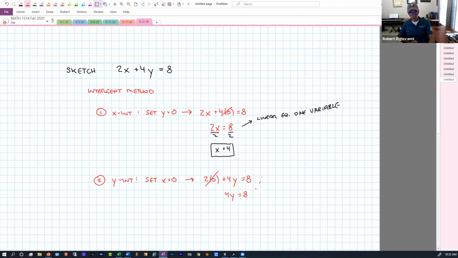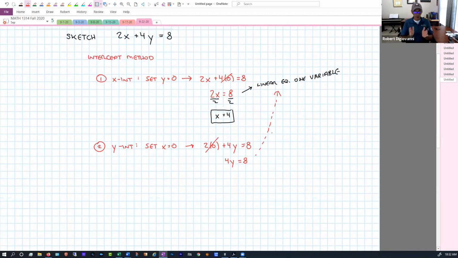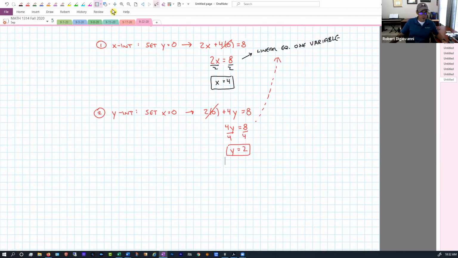Again, you have a linear equation with one variable now. So we'll just isolate the y by itself. We will divide both sides by 4. And you get y is 2. So I know that this line hits the y-axis at 2. And at this point, I'm ready to draw.